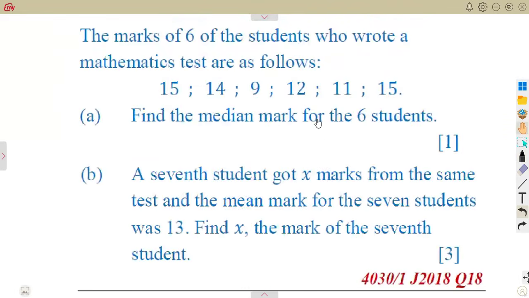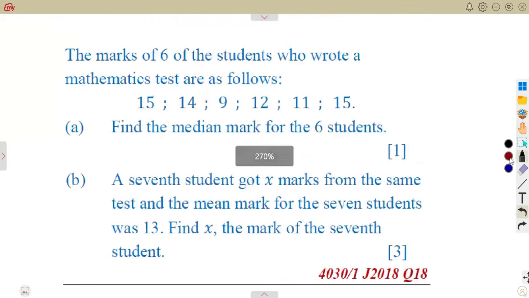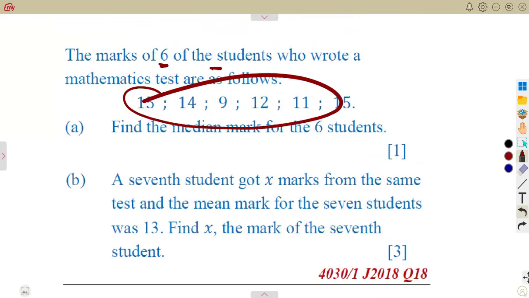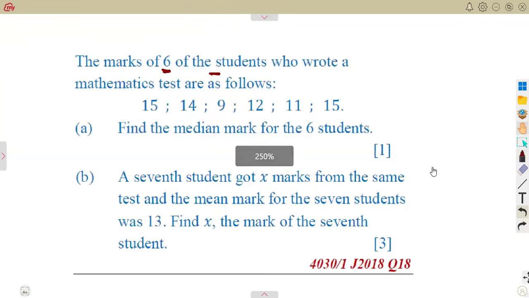So we want to consider another part with this same information we are given. The marks of 6 students who wrote a mathematics test are as follows. These are the marks, but they are not in order. Find the median. This is the one that we need. So we need the order first. Like I said, the median requires the numbers in the order of size.